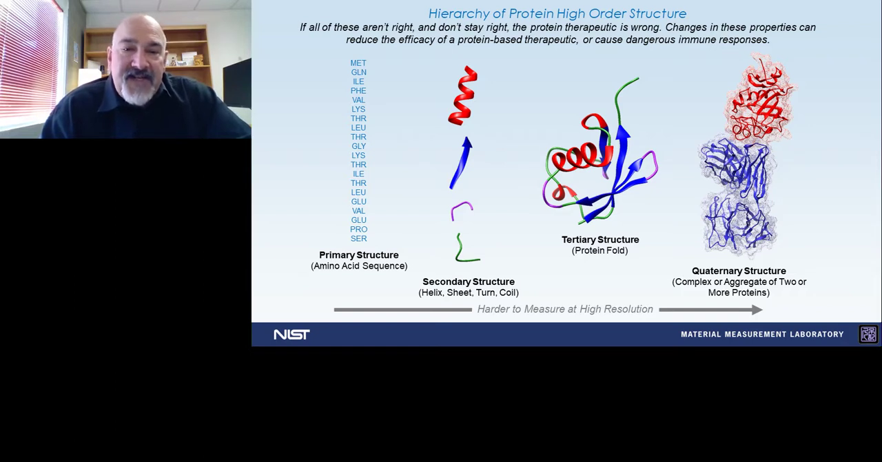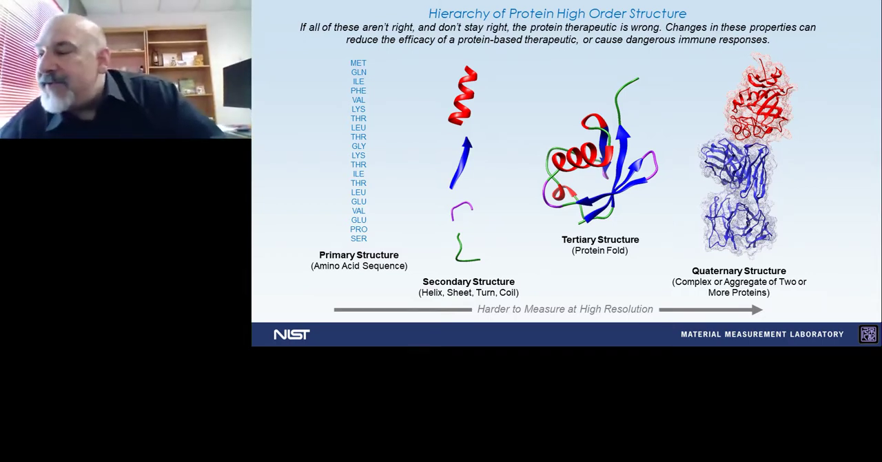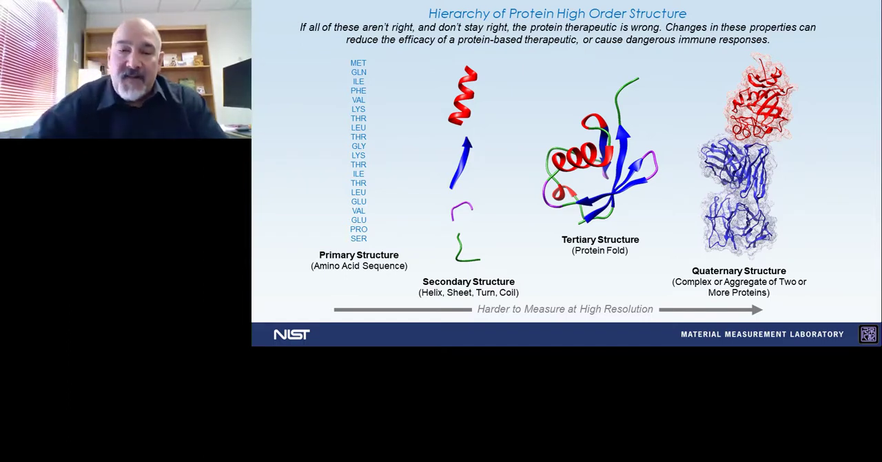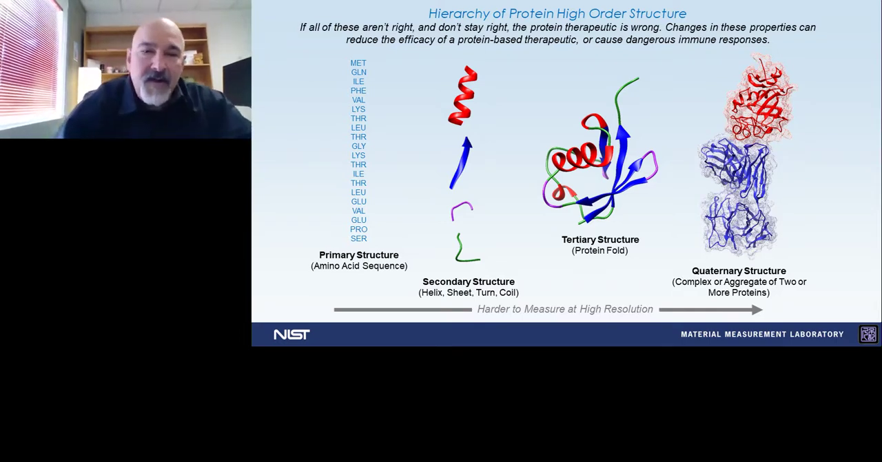The difficulty is, as we get higher up this chain, this hierarchy of structure, it becomes more difficult to measure the details of structure at atom level resolution. So we're going to try to resort to the analytical methods of NMR to help us discover the details about high order structure.